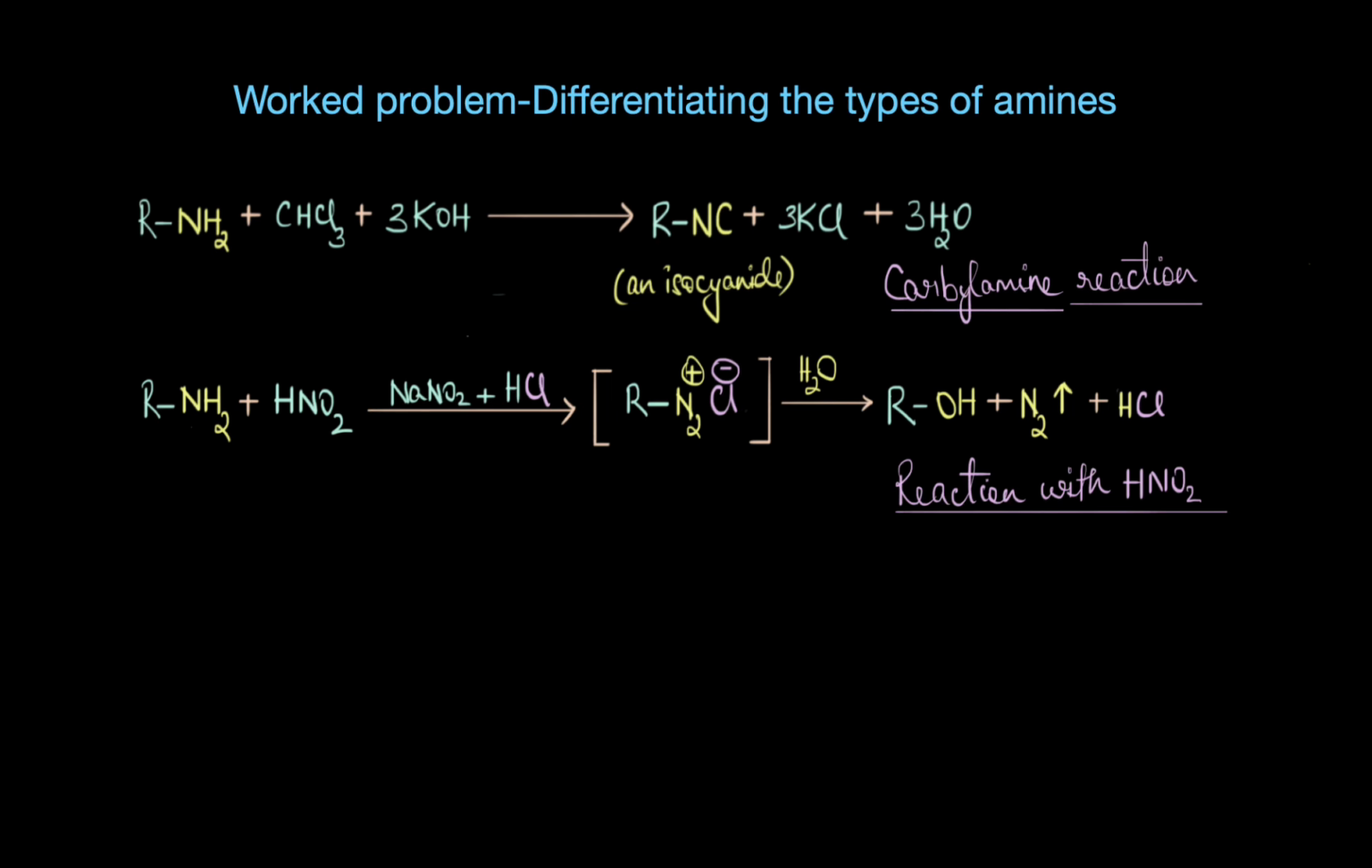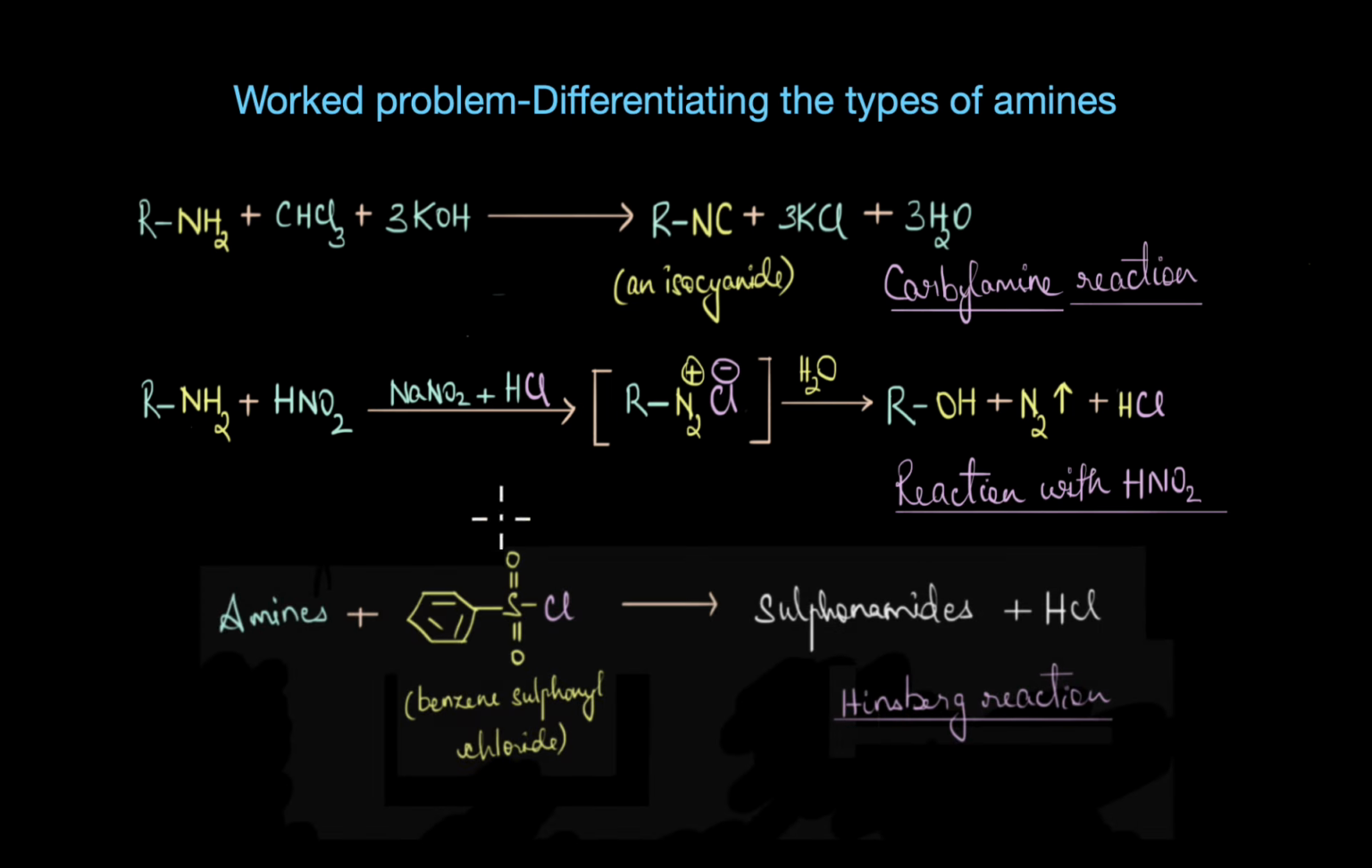And lastly, we have one more reliable test, which is the Hinsberg test, where amines react with Hinsberg reagent to form sulfonamides, and depending on the solubility of the sulfonamide in excess alkali, we can figure out if our amine is a primary amine or a secondary amine, and if there is no reaction happening, that means what we have is a tertiary amine. Now, you're already familiar with these reactions because we have talked about each of them in great detail in the previous videos.